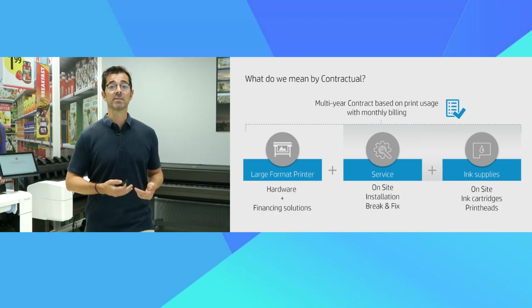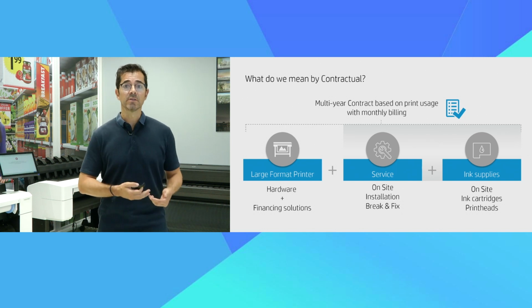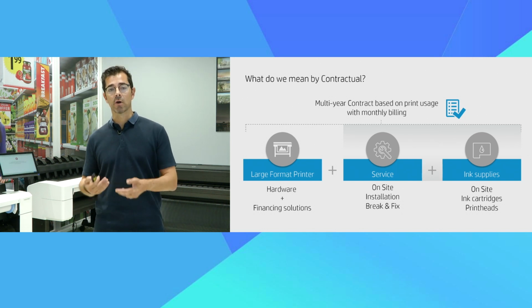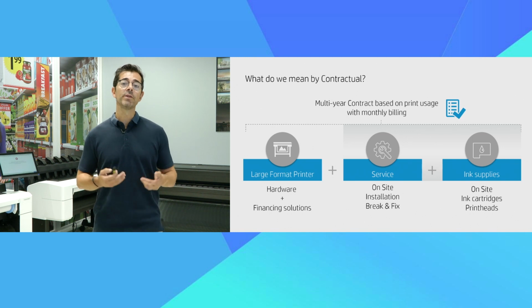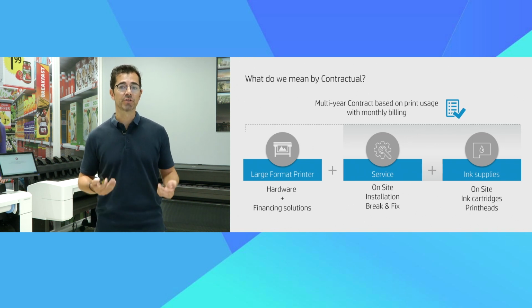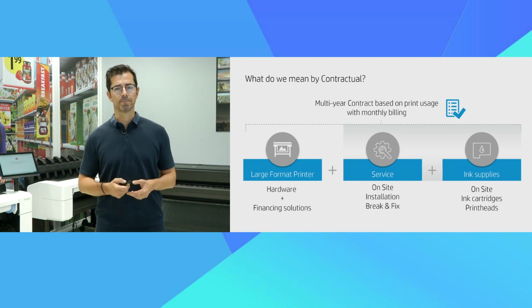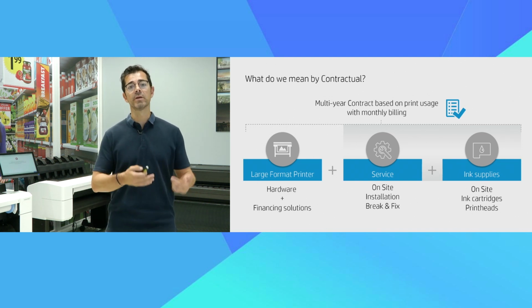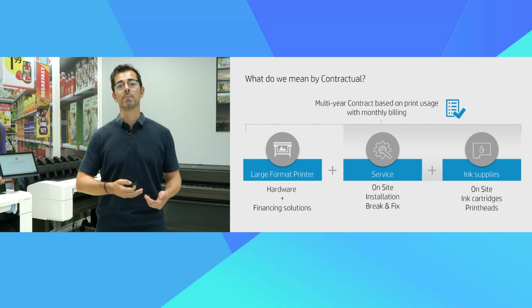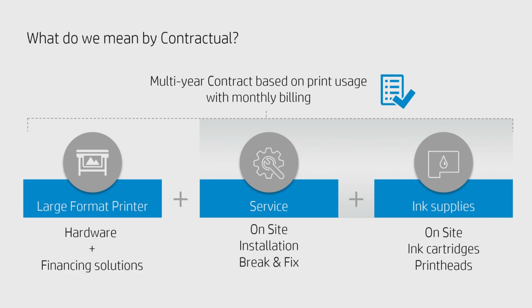The first thing is to select the product and choose the length of the contract. But also, we need to have an estimation of print usage, what type of applications the customer will print, and so on. It also includes all the rest of the elements, not only the hardware, but also the services and all the consumables to create the right pricing.